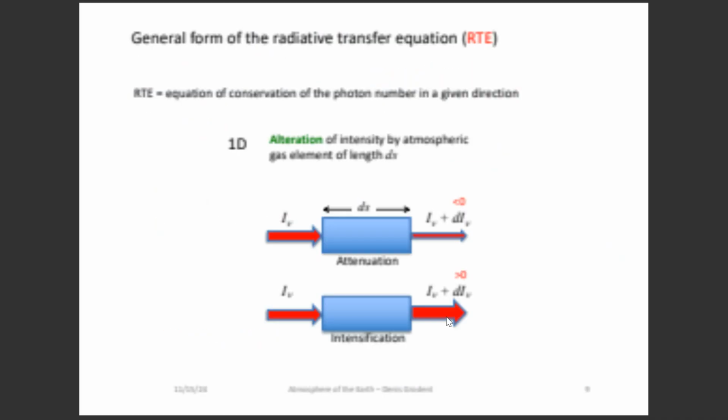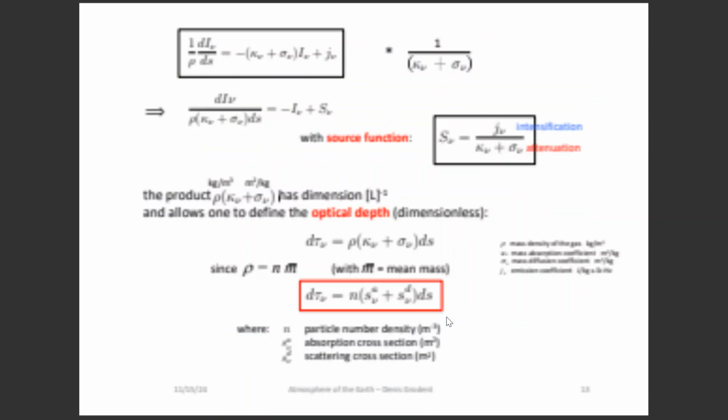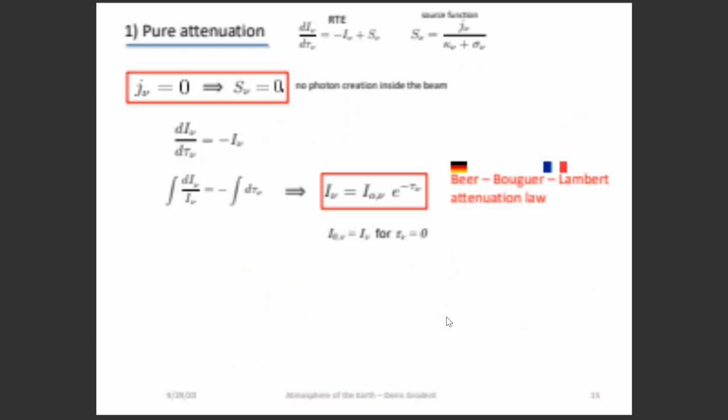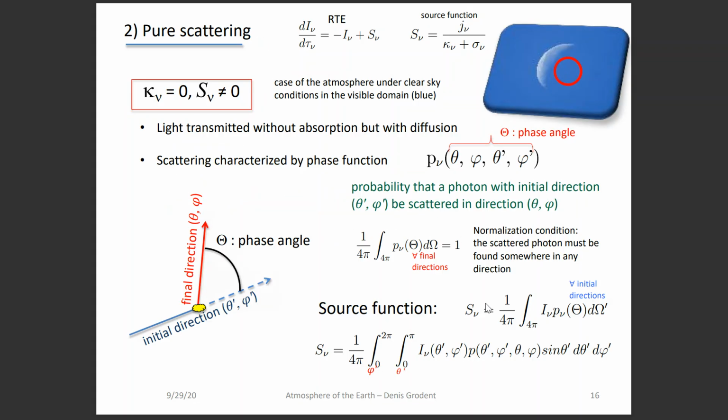All right, it can be rewritten. This is exactly the same slide, they are doubled again, sorry. So the first case is pure attenuation. There is no emission, so the source function is equal to 0. If you integrate that, you note that the intensity of the radiation drops exponentially following the optical depth, which is the sum of the absorption and scattering coefficients. So we get an exponential law of attenuation.